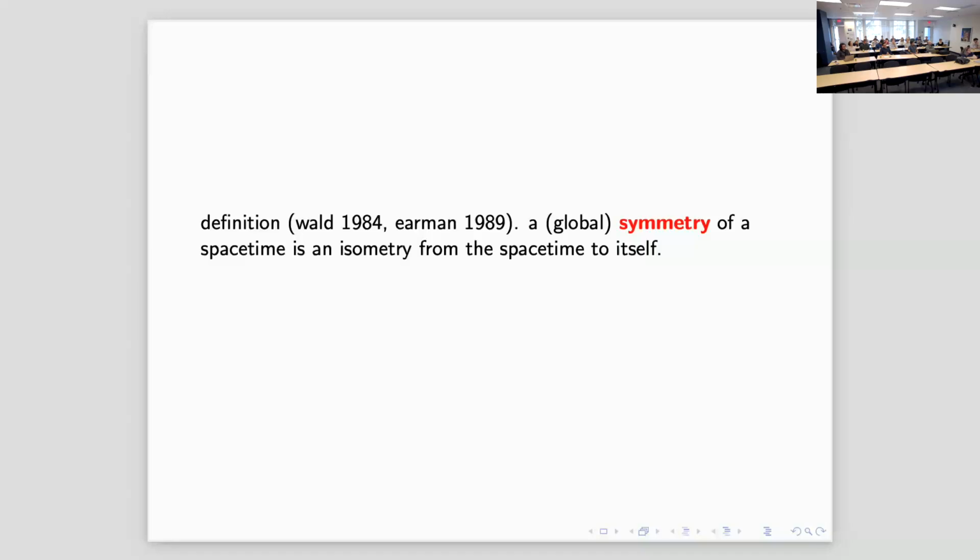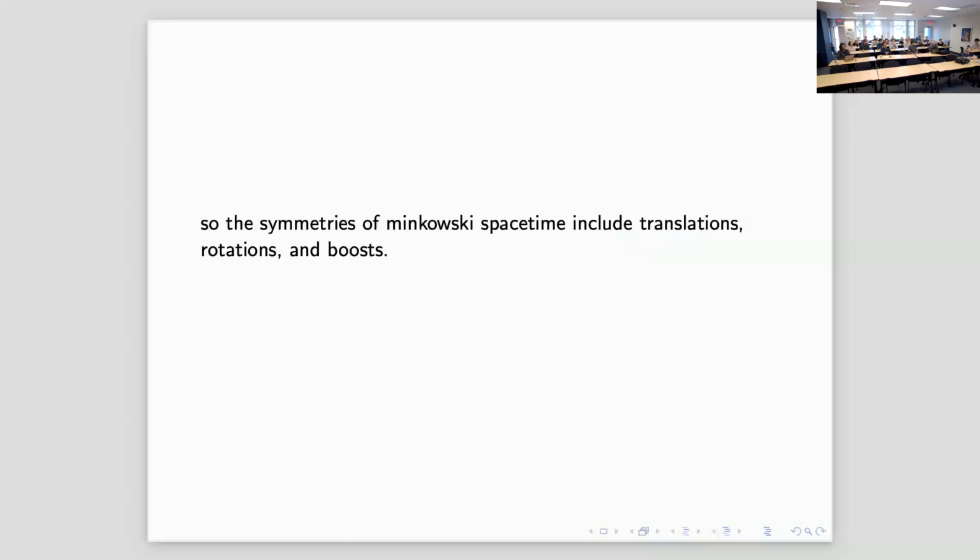pops up in classic texts, like you find this in the appendix in Wald's book. This is the definition that Earman uses when he's doing his second chapter in World Enough and Spacetime. It's all over both the physics literature and the philosophy literature. I'm going to stick with this one. Okay, so under this definition, symmetries of Minkowski spacetime would include translations, rotations, and boosts.